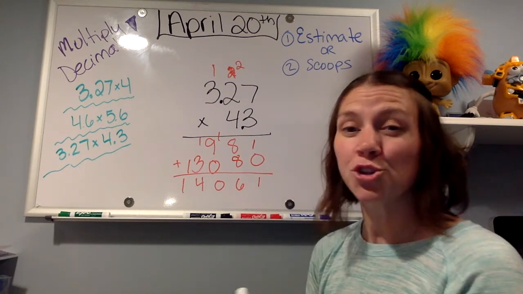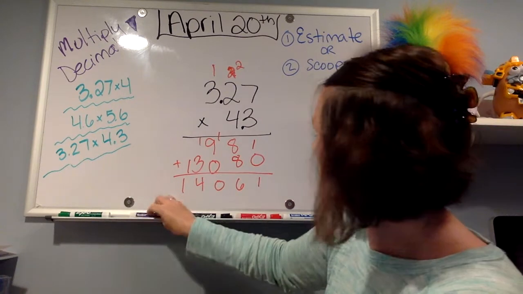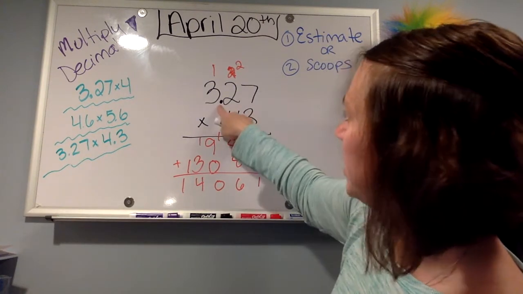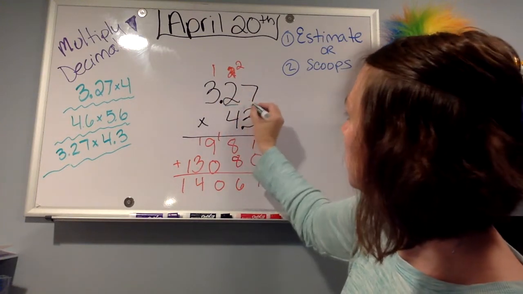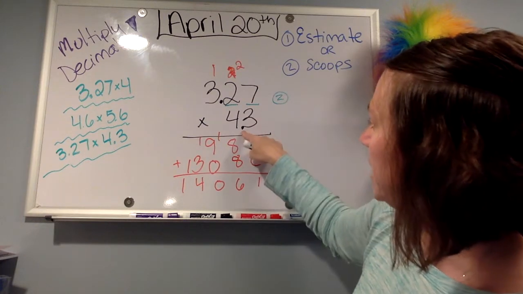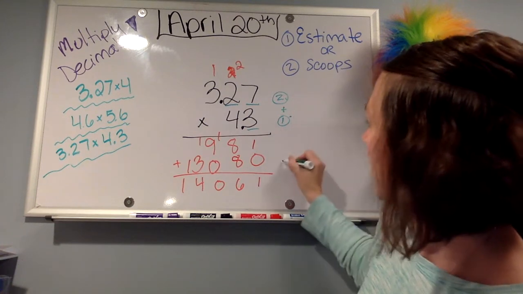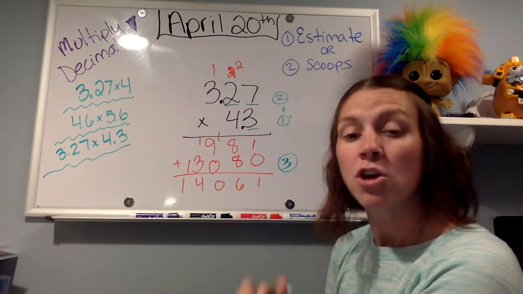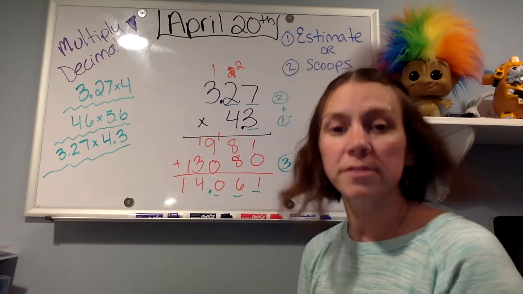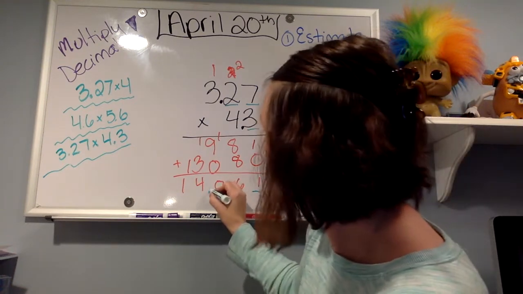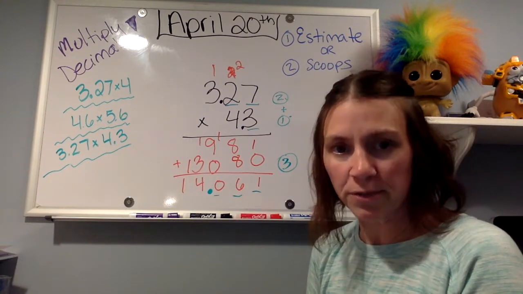If I want to count my scoops or my numbers, I'm going to count after my decimal. So after my decimal, behind him is how many numbers? 2 numbers. Behind him is how many numbers? 1. 2 plus 1, adding them together is 3. So I'm going to count 3 numbers. 1, 2, 3. And there goes my decimal. So it's not a comma, it's a decimal. So 14 and 61 thousandths.